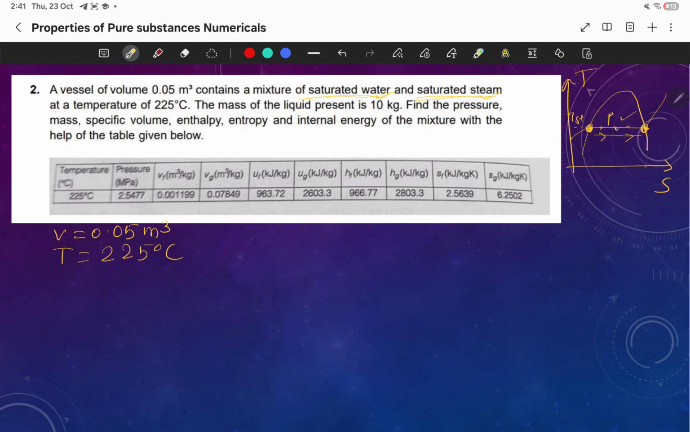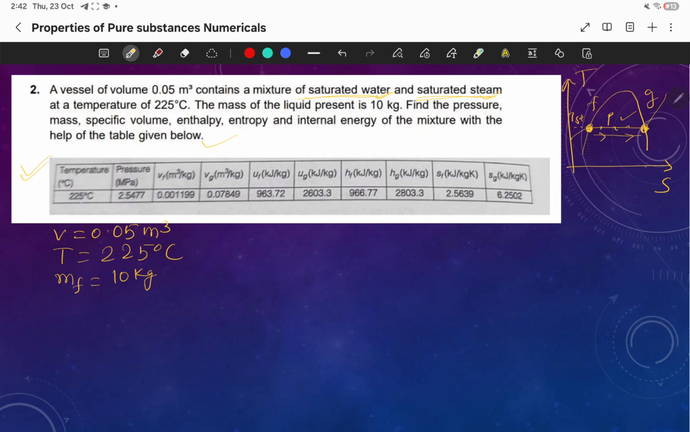Saturated water plus saturated liquid in this range, right? So let's write: temperature is given, mass of the liquid present is mf, which is 10 kg. This line is F, this line is G. Find the pressure, mass, specific volume, enthalpy, entropy, and internal energy of the mixture with the help of the table given below. Okay, so let's see what this is.